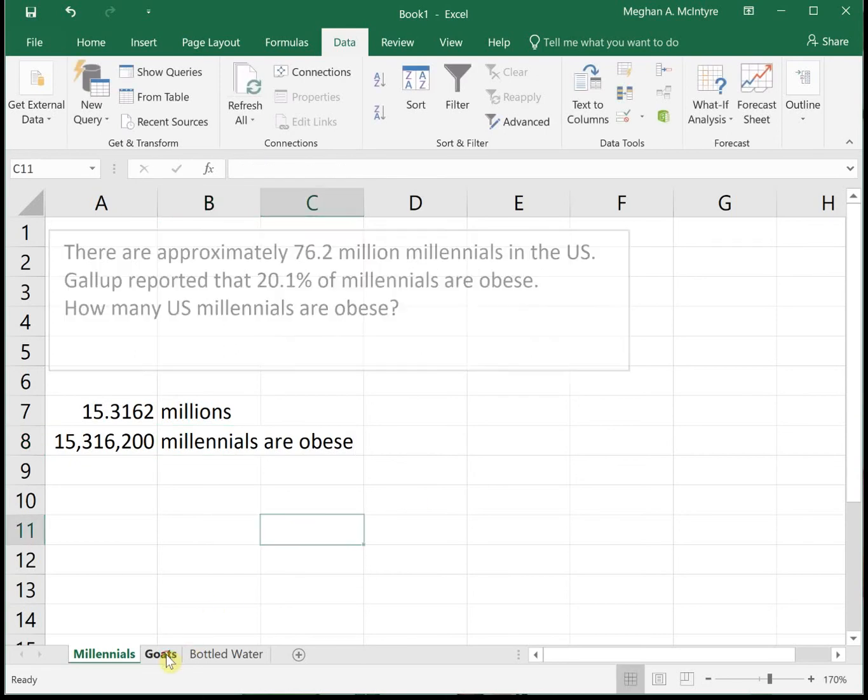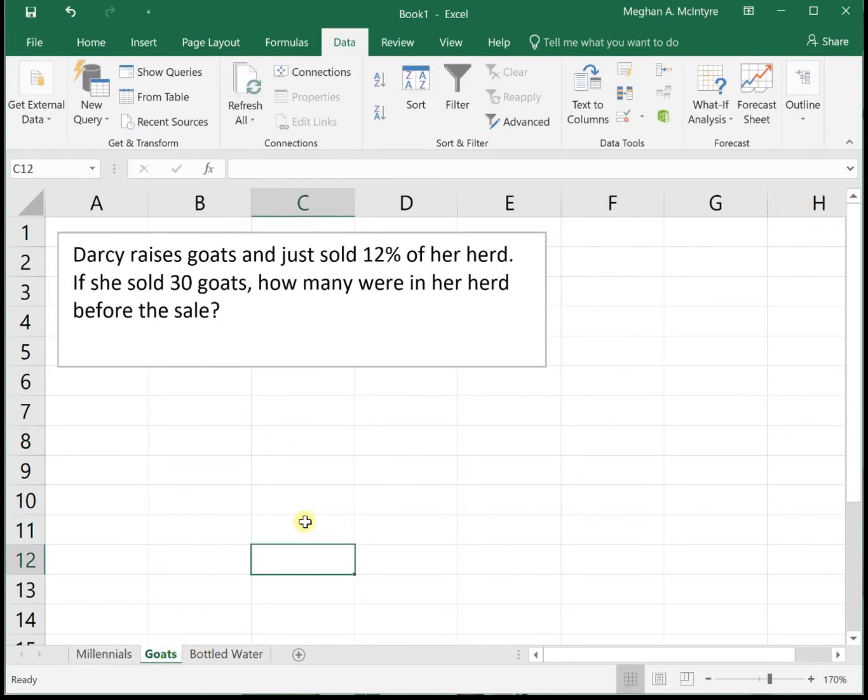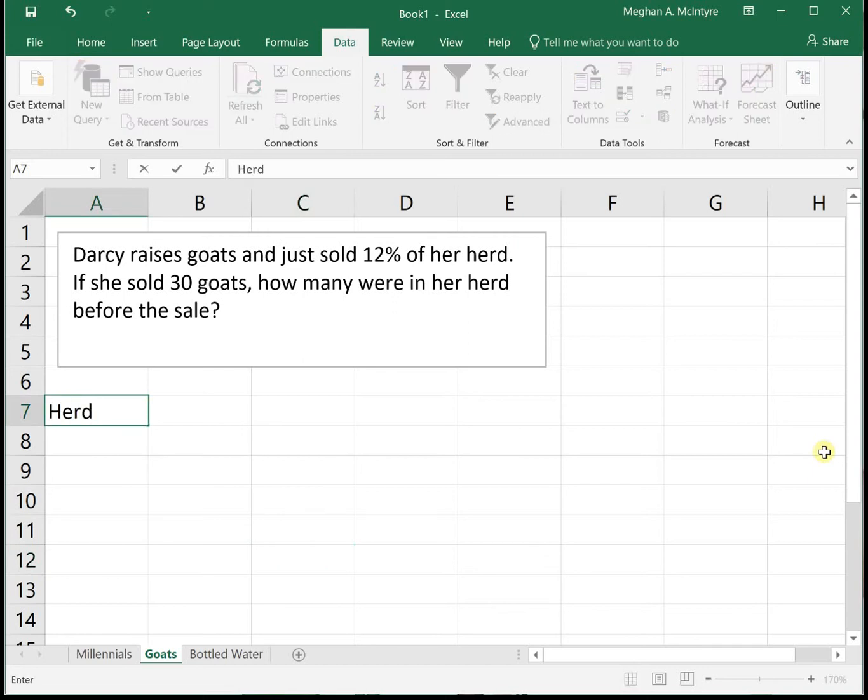All right, next example. This one says that Darcy raises goats and just sold 12% of her herd. If she sold 30 goats, how many were in her herd before the sale? So this one's a little bit different than the previous problem because we're not given the total in this one. We're trying to calculate the total. So what this problem is telling us is that we had our herd and then she sold 12% of it.